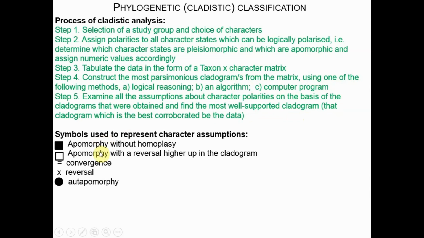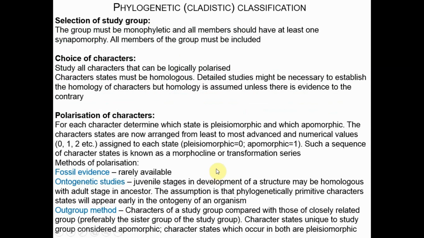And we have symbols that we plot onto the tree, apomorphies that we indicate, and also convergences, reversals, and autapomorphies, those unique to species. So this will become more clear as we work through an example.